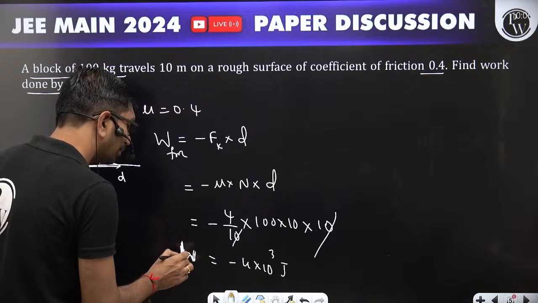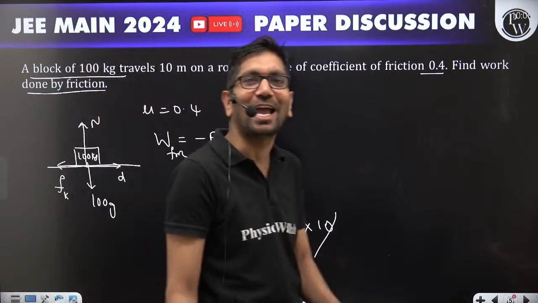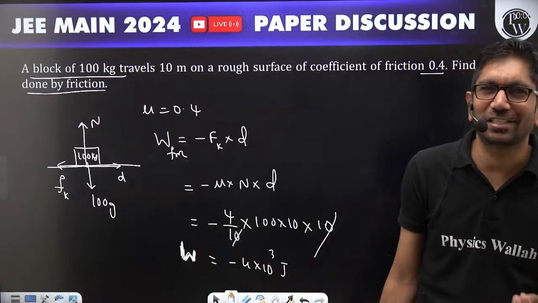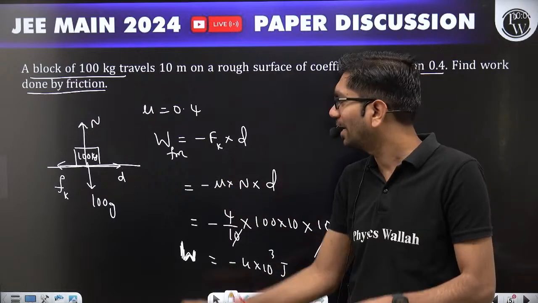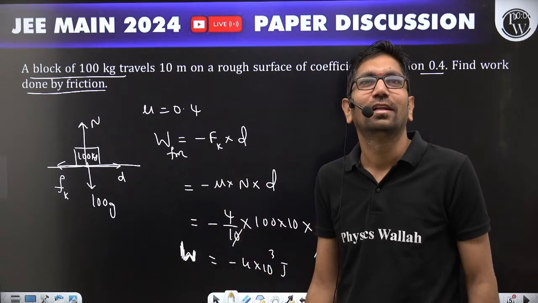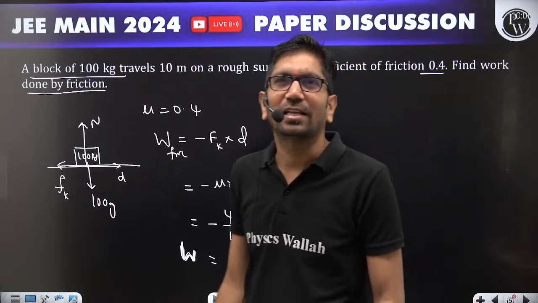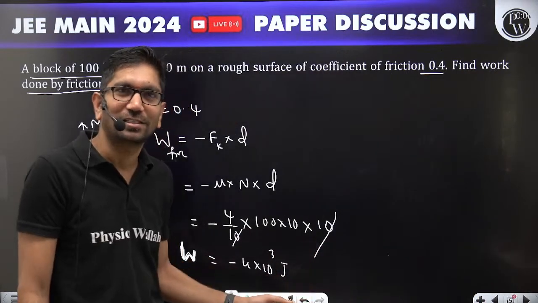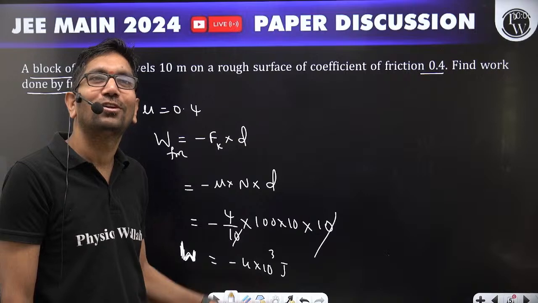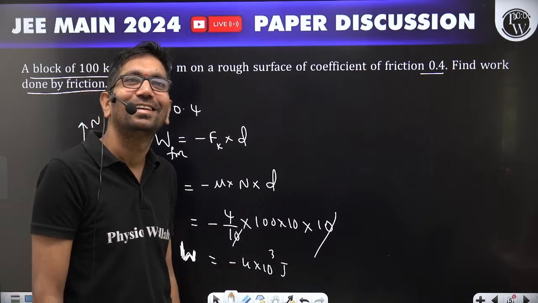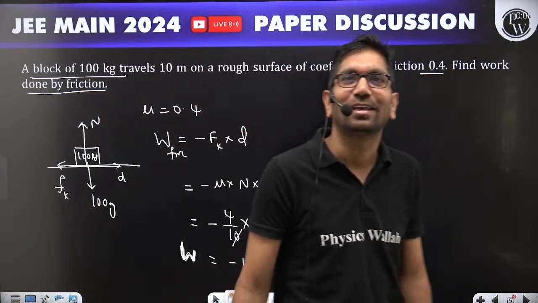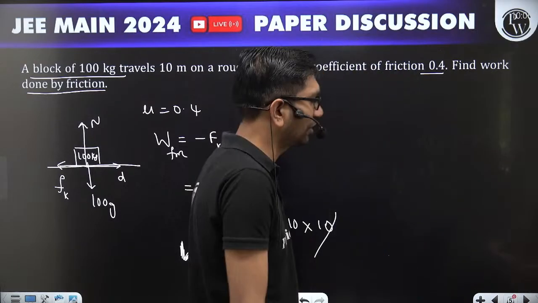Yes, so it is a very simple question without a diagram. Just by looking at the data, you can directly substitute the values, okay? So I think you have solved this one in 15 seconds, right? I hope everyone got this one correct. Yes, so direct question. Okay, fine, beta. So let us move toward the next question then, okay?